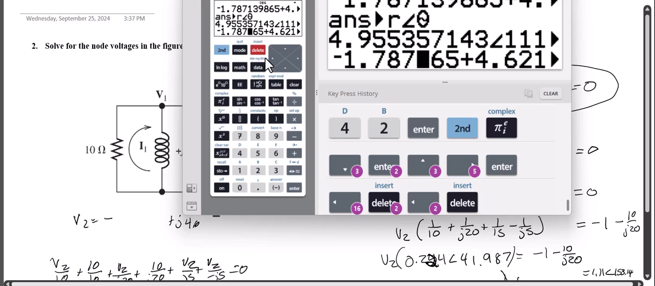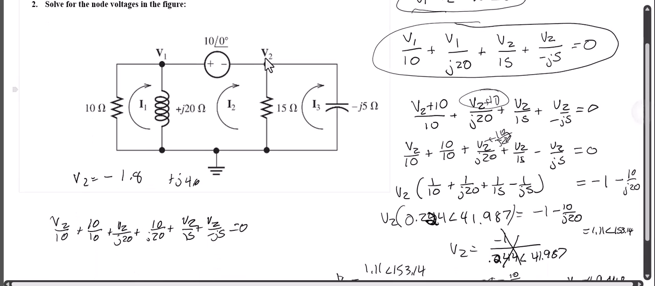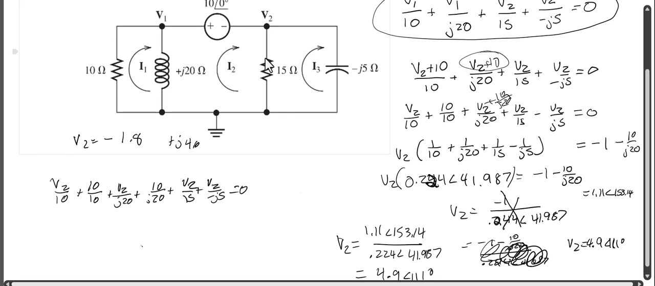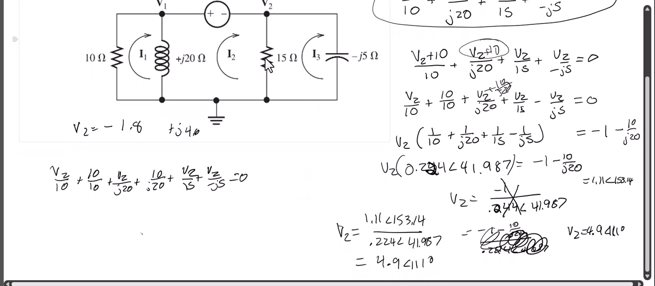Negative 1.8. Okay, what was the question? He was asking if that was 0.224. It's 0.224. And then, so what do you do once you have that?